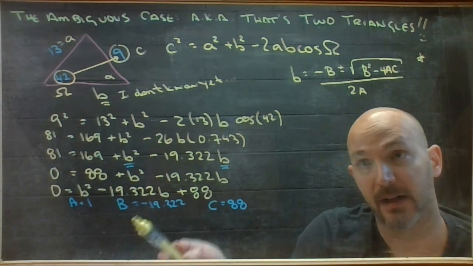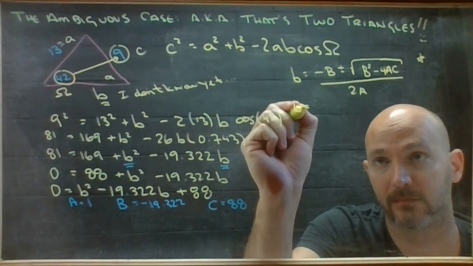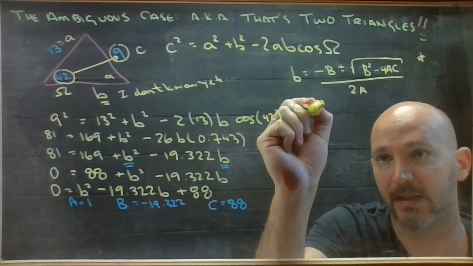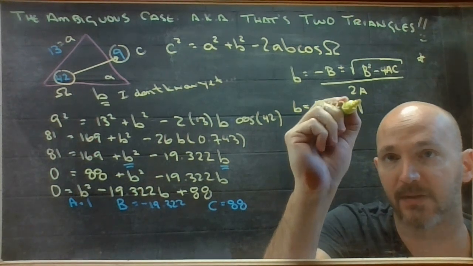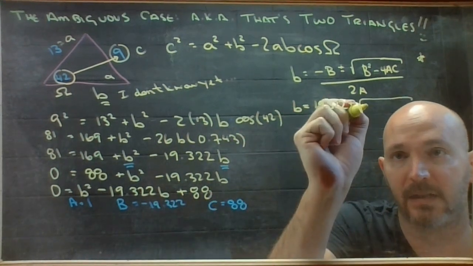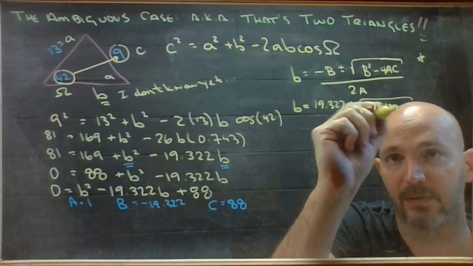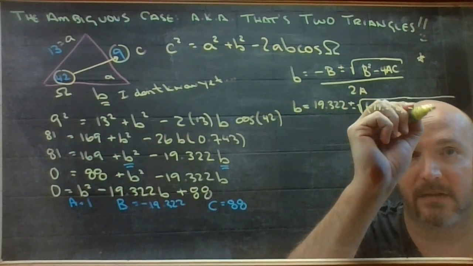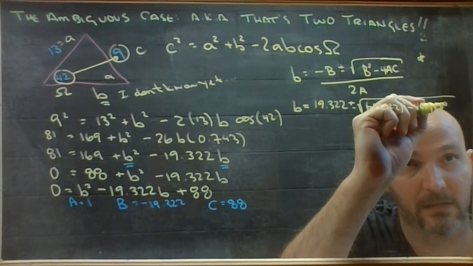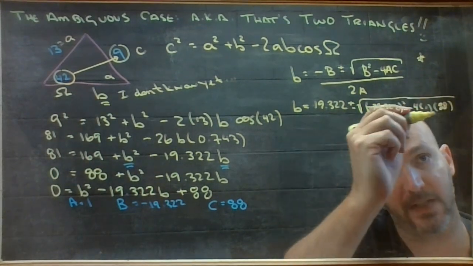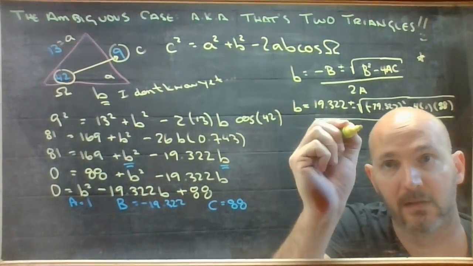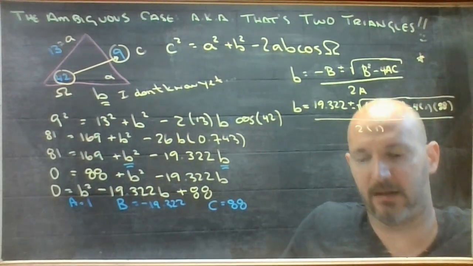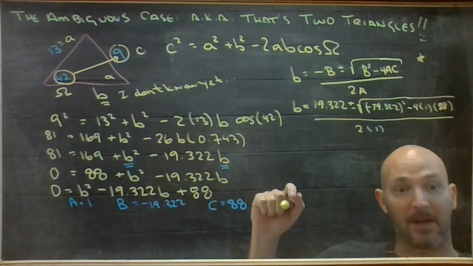So if I've got these numbers, I can just drop them in there. Negative negative 19.322 would be 19.322 plus or minus the square root of negative 19.322 squared minus 4 times 1 times 88, all over 2 times 1. And I'm sorry, this is going to be on my face here. Maybe I can. There we go. Just ruin my posture. That'll be fine.